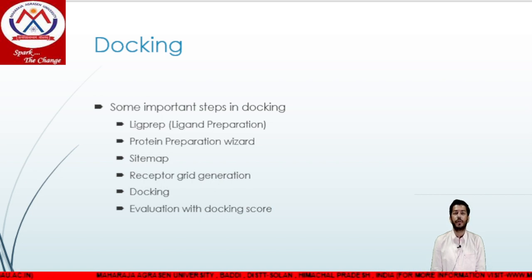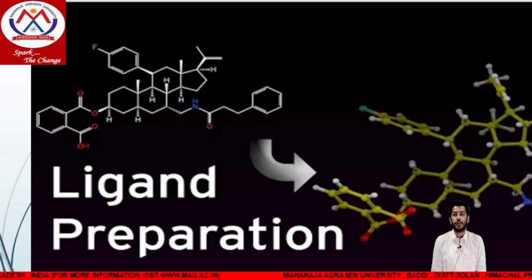Next is the protein preparation wizard. Under the protein preparation wizard, we will prepare the protein. In the coming slides, I will explain it. Next are site map, receptor grid generation, docking, and evaluating with the docking score. In this docking score, the poses are very important. Now we are going to firstly do ligand preparation.